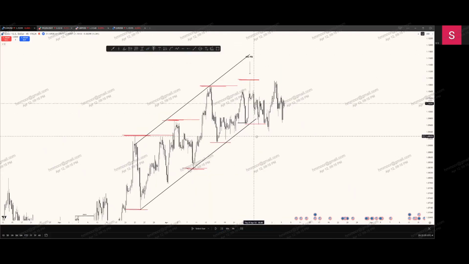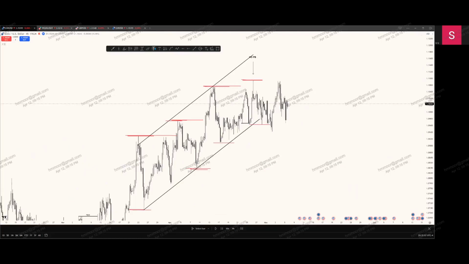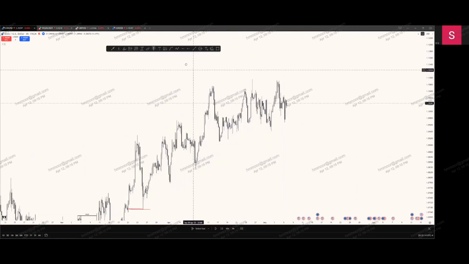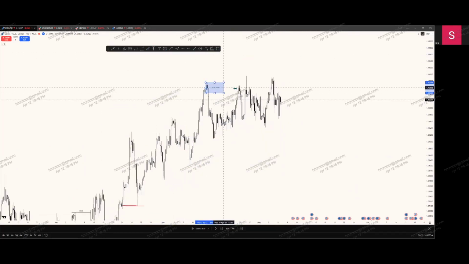So people are marking this one as a fake break of structure and this as the stop hunt, right? Which is almost correct, but not at all. So this was a trap. Let's say this is a smart money trap.